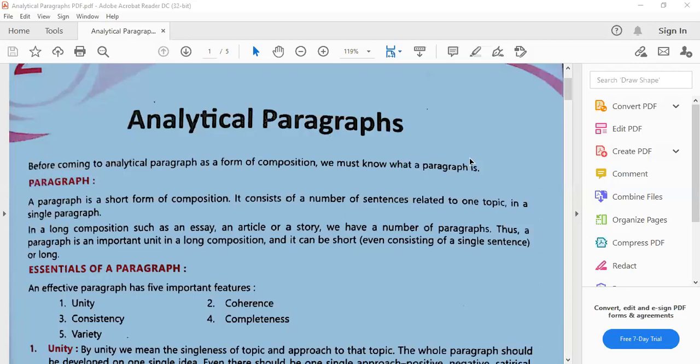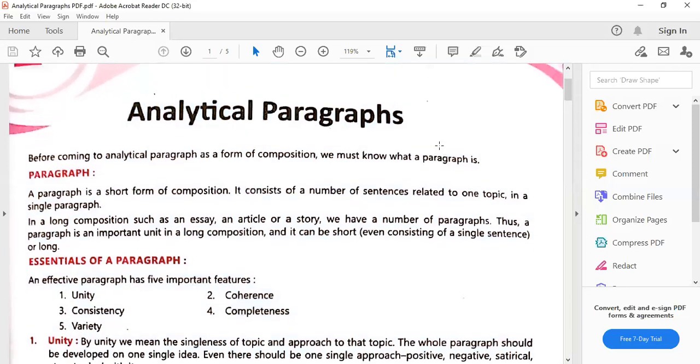Yeah. So let's have discussion on this paragraph, analytical paragraph. Just for 1 minute, still students are joining.